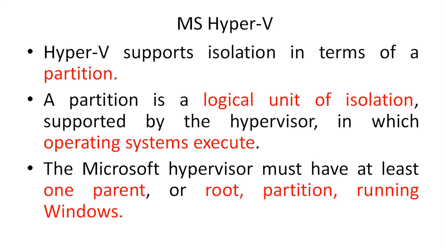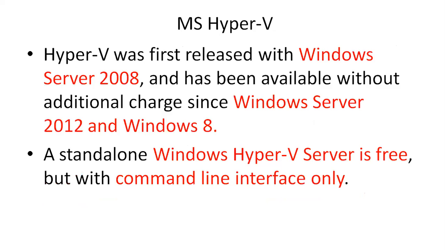The Microsoft hypervisor must have at least one parent partition, or simply call it the root partition. The other one is a child partition running Windows. These are all different components of the hypervisor. Hyper-V was first released with Windows Server 2008 and has been available without additional charges since Windows Server 2012 and Windows 8. That means it is a standalone.